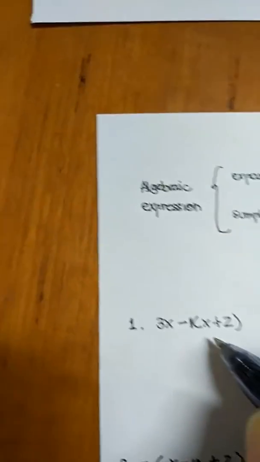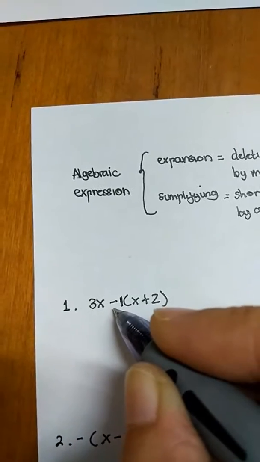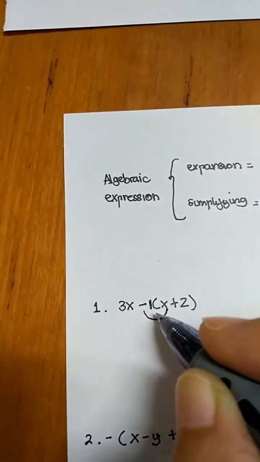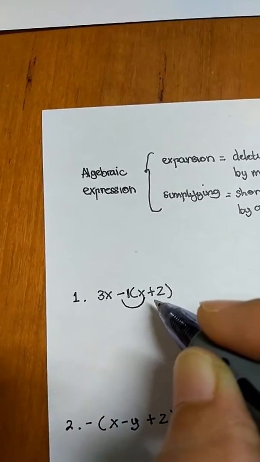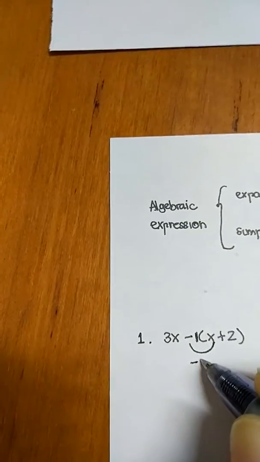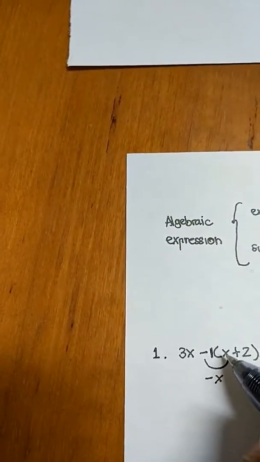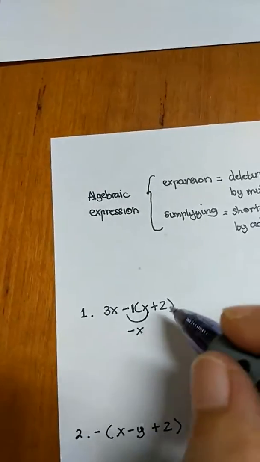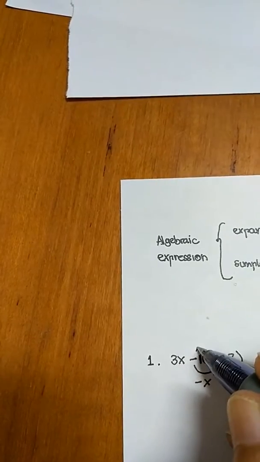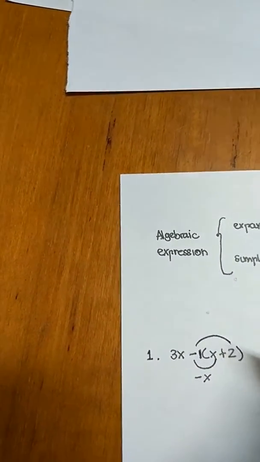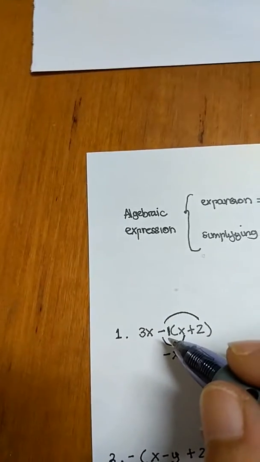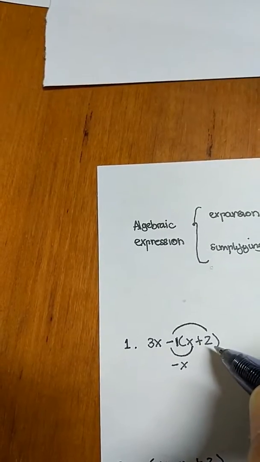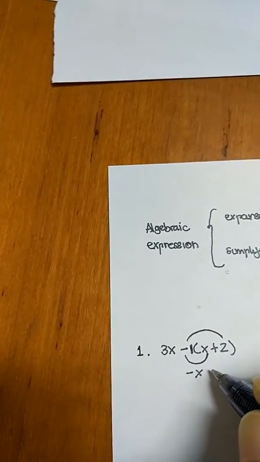Now, I want you to expand this one. Using the distributive law, you multiply the outside number with the first term available in the bracket. So, minus 1 times x. That will be minus x, right? Because minus times plus is negative, and 1 times x is x. And then you multiply the outside number with the second term. Minus 1 times plus 2. Minus times plus is minus. 1 times 2 is 2. So that will be minus 2.